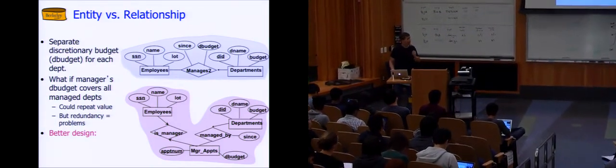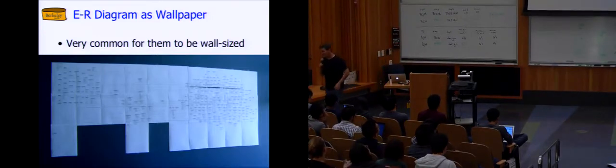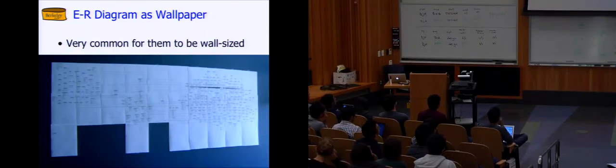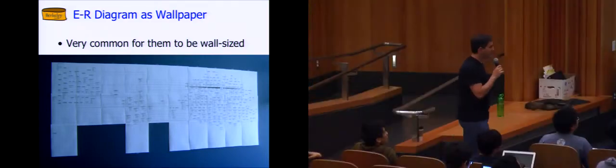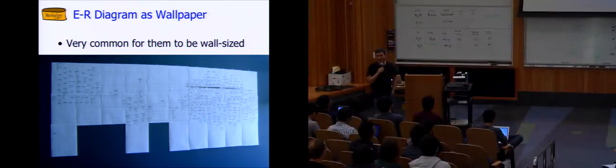Okay, now if you like this stuff, I encourage you to paper your wall with it, right? Because this is what happens when you do a really big design for a really big system. I took this off Wikipedia. I Googled for big ER diagram. So these aren't that hard to find.